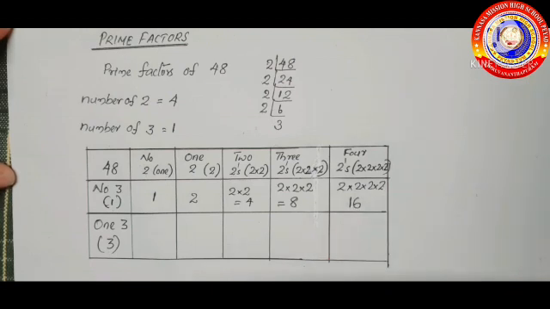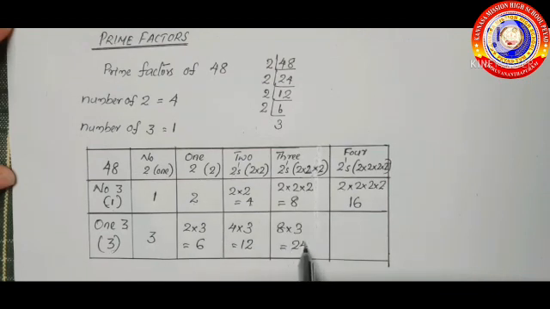Multiplying the first row by 3, we get the second row. 1 into 3 is 3. 2 into 3 is 6. 4 into 3 is 12. 8 into 3 is 24. And 16 into 3 is 48.